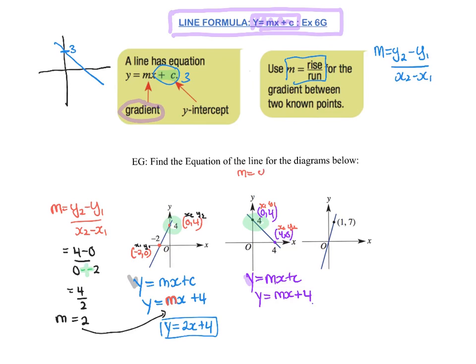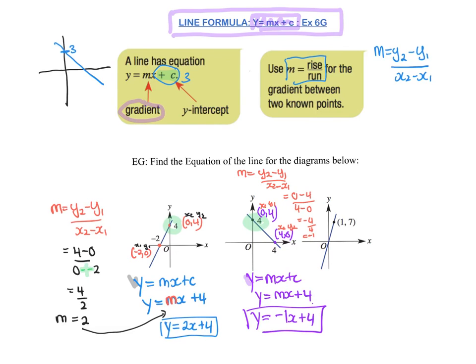And I might find the gradient up here. So I've got y2 minus y1 over x2 minus x1. So in this case, it is 0 minus 4 over 4 minus 0. So we get negative 4 over 4, which is negative 1. So we now know the equation of this line is y equals negative 1x plus 4. So there's that one.